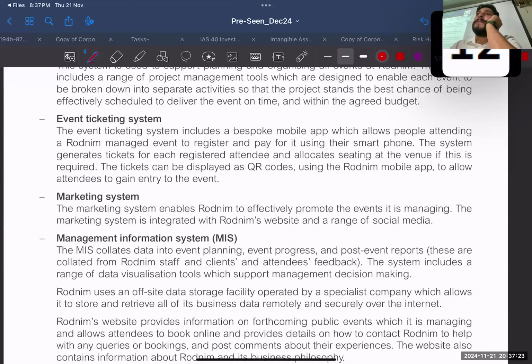Then event ticketing system. Now you know it very well that the event ticketing system has a flaw. That is, the flaw of fake tickets or tickets being sold at the black market. So it says that the event ticketing system includes a bespoke mobile. Now, what's a bespoke system? A system that is specifically being made for. Is it a bespoke system or a tailor-made system? A bespoke system is a system that is off-the-shelf system. Anyone can buy that system and incorporate it.